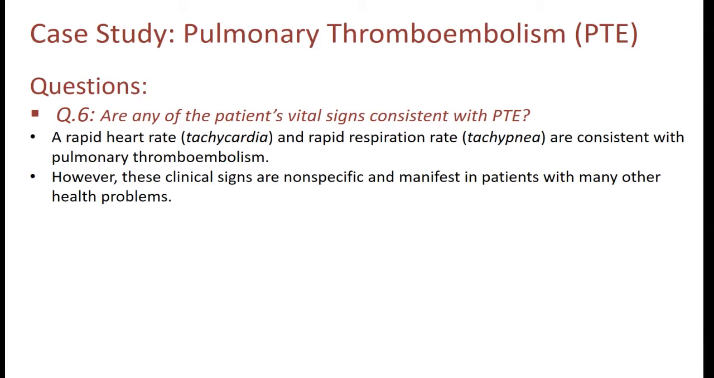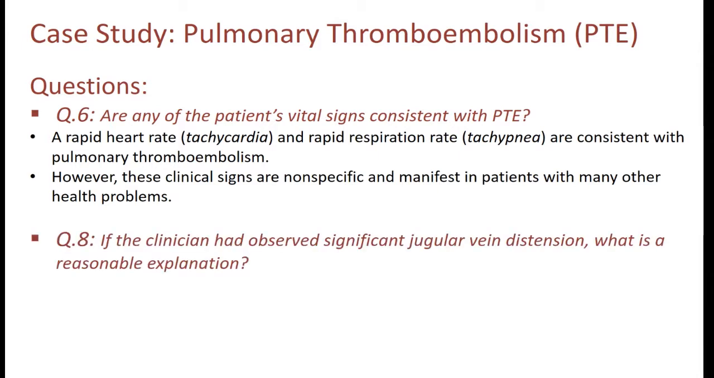You can have tachycardia and tachypnea in other conditions. You can have tachycardia and tachypnea in pneumonia, for example. You can have tachycardia and tachypnea in heart failure, for example. So you need to do further investigations, but they are highly suggestive. If you have low heart rate or normal heart rate, you cannot think of pulmonary embolism.